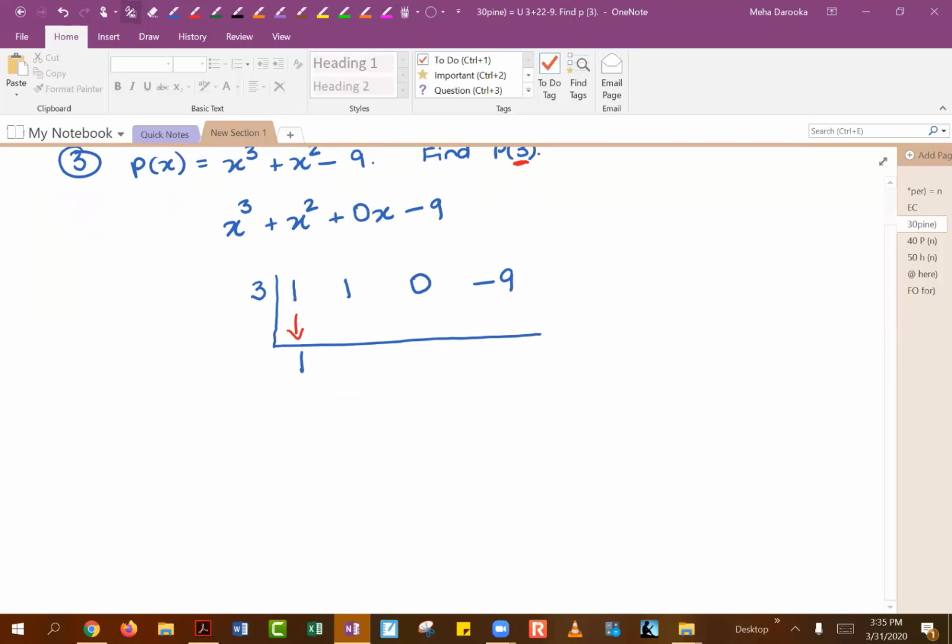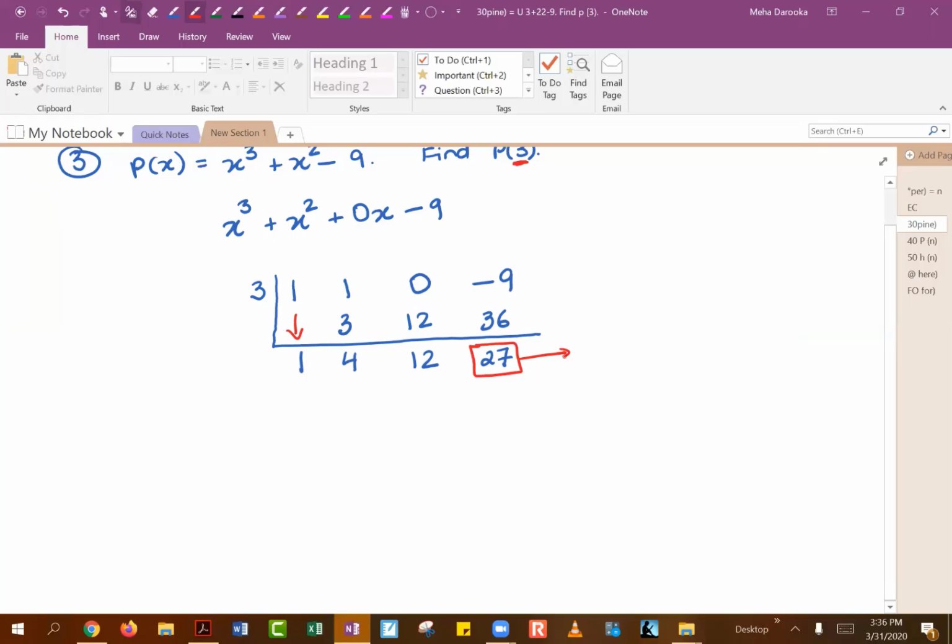And then we start multiplying. So you're going to do 1 times 3, which is 3. Now we're adding the 1 plus 3, which will give us 4. Now multiply 4 times 3, so 4 times 3 is 12. 0 plus 12 would of course be 12. And then you are multiplying 12 times 3, and 12 times 3 will of course end up giving us 36. And then you are doing negative 9 plus 36. So if you subtract 9 from 36, you of course get an answer of 27.